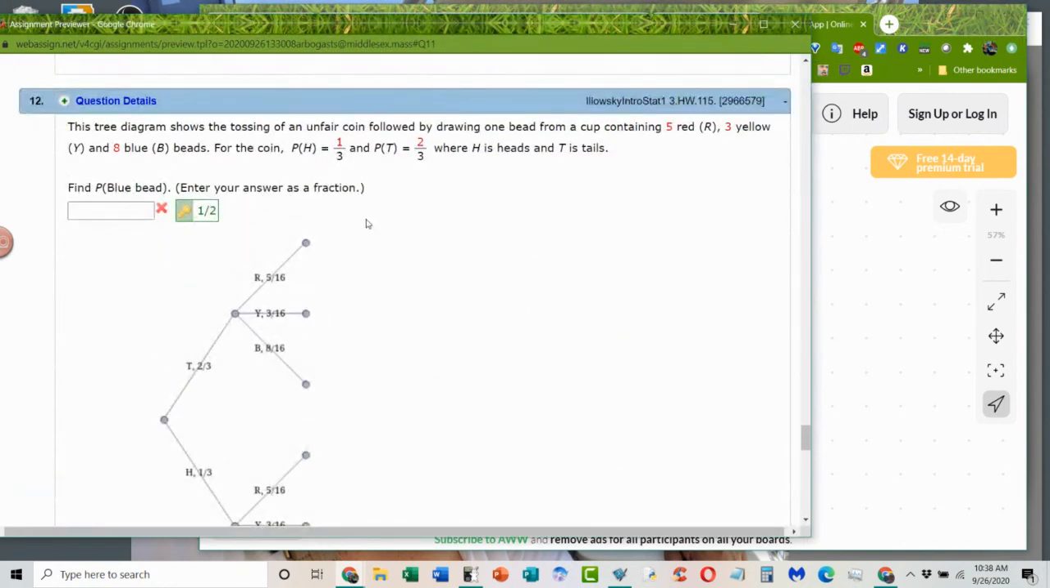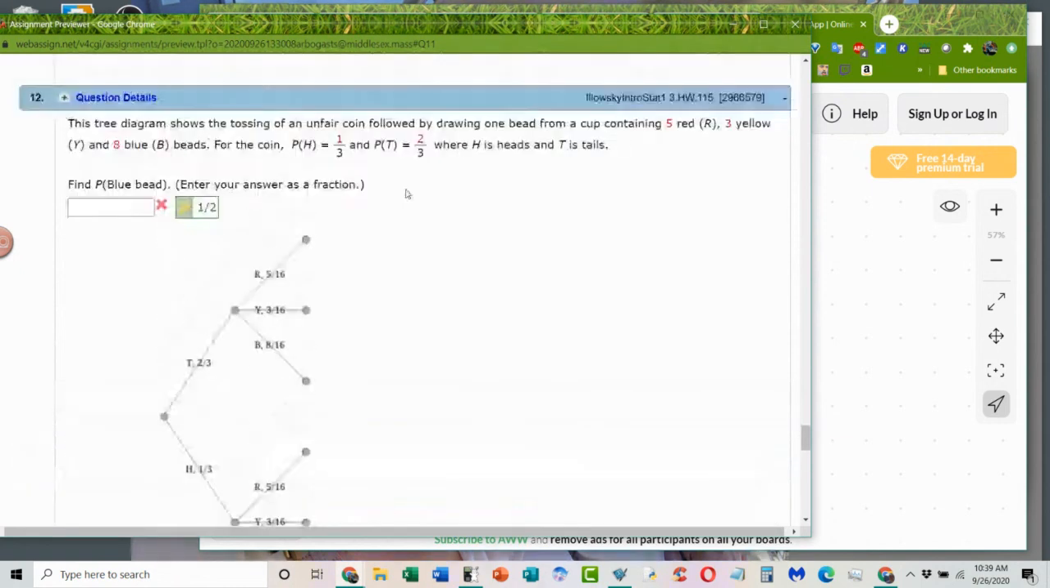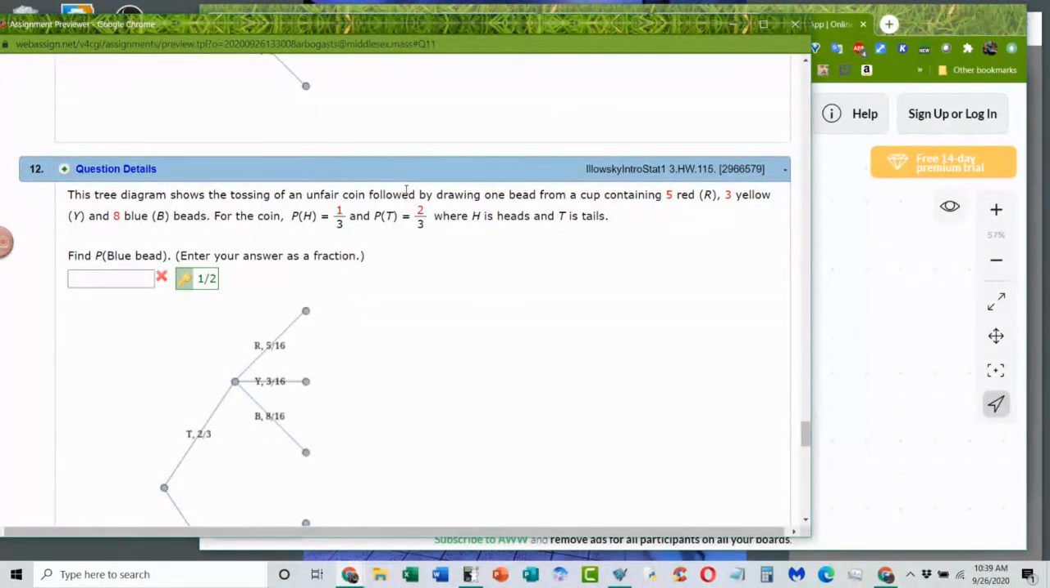Because all they're asking is, what is the probability of getting a blue bead? It's just the probability of pulling out a blue bead. That isn't affected by what I flip on a coin. So the flipping of the coin has no effect on what bead I pull out. It's not like choosing, oh, you're going to pull from this bag or this bag. It's like, here's a bag of beads. You're going to flip a coin and then pull out the bead. So there's no effect whatsoever.